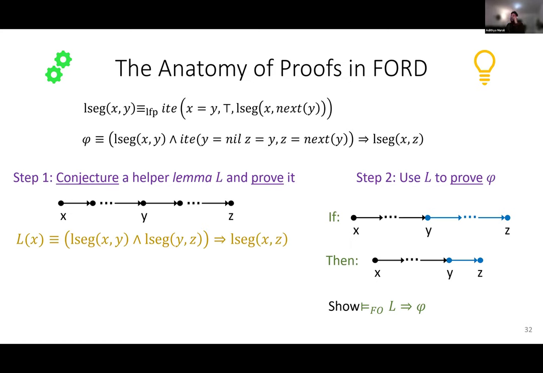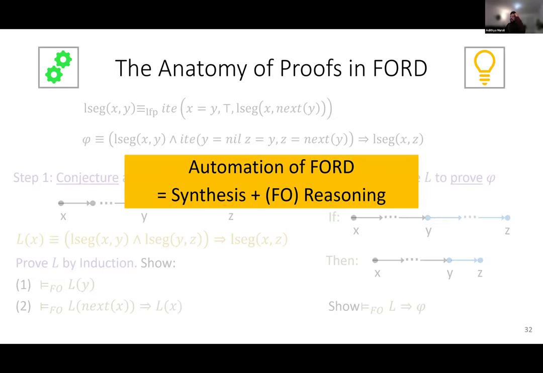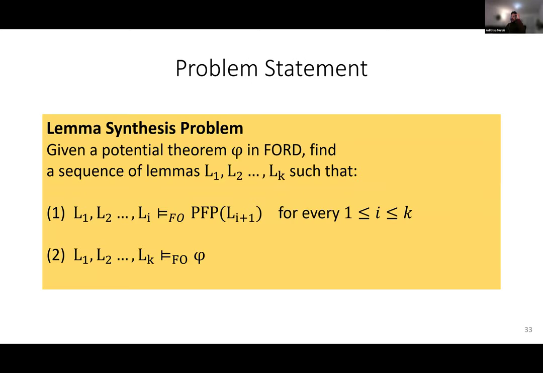So we actually think of the problem as the following, right? Given a potential theorem that's not true in first-order logic, but is actually true in first-order logic with recursive definitions, you want to use ISMT to prove it, right? So how are you going to do this? You want to find a sequence of lemmas, L1, L2 through LK, such that, first of all, each lemma is provable, given the previous ones, by induction, right? And then the lemmas together prove your intended property, right?